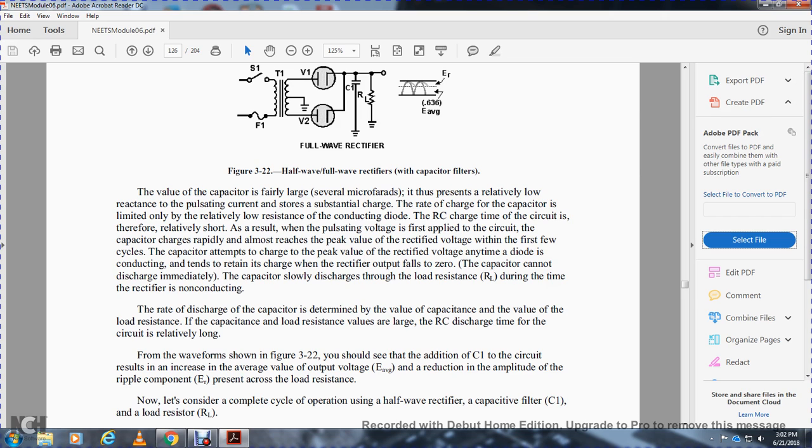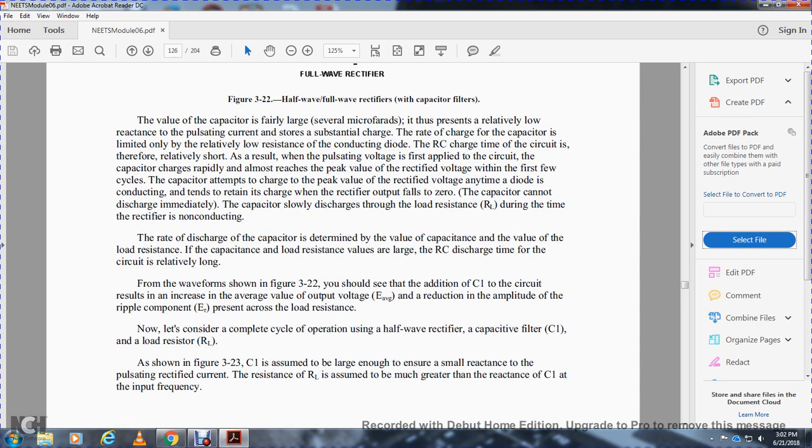The capacitor slowly discharges through the load resistance during the time the rectifier is not conducting. The rate of discharge of the capacitor is determined by the voltage of the capacitor, the voltage across the load resistance, the capacity, and the load resistance value. With a large resistor, the capacitor discharge time of the circuit is relatively long.